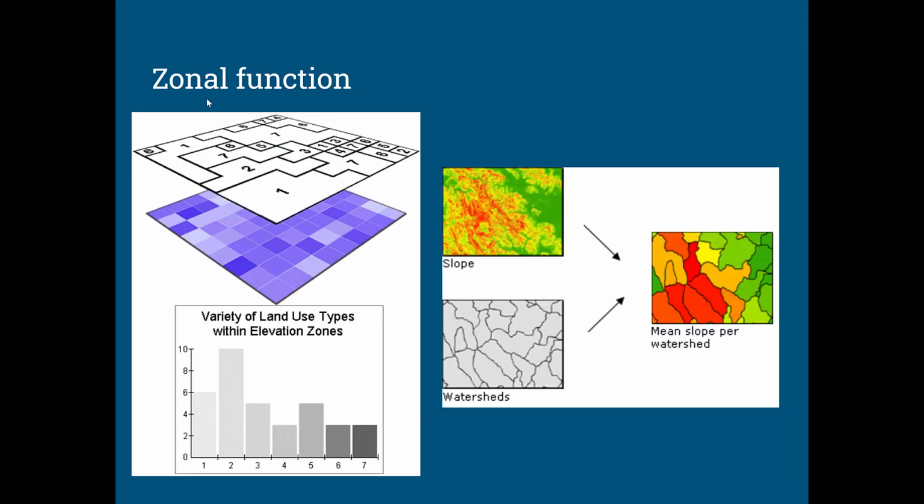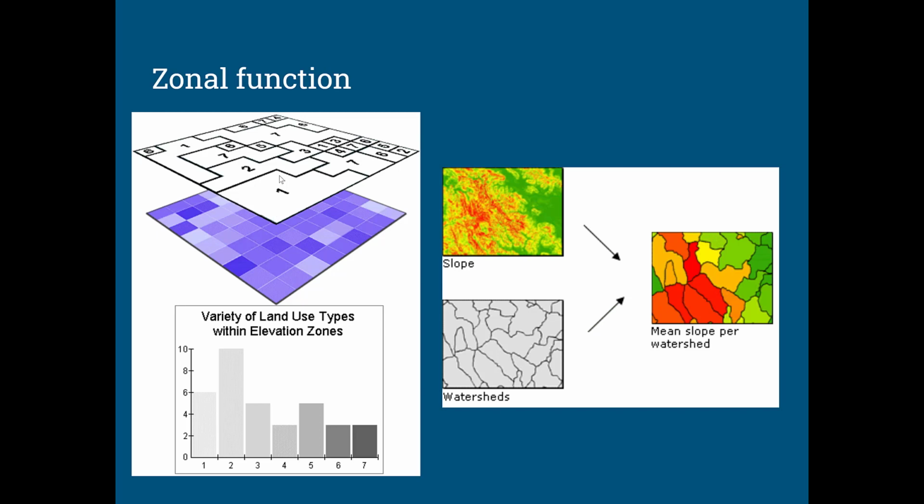Zonal function is very similar to our moving window function or focal function. The only difference is you don't have a regular shape for the moving window. You have irregular zones. Those zones can be watersheds, or your land use types, or your zip codes. When you define those zones, you are going to calculate, for example, the median, minimum, or maximum of all the values within the same zone.